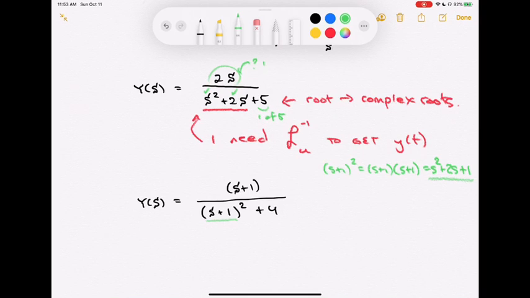I'm going to take care of the s term first, and then there was 2 times that. So I'm going to go ahead and multiply by 2 here. So I have a 2 times s plus 1. That gives me the 2s. So if I come back here and I think about the original, right?